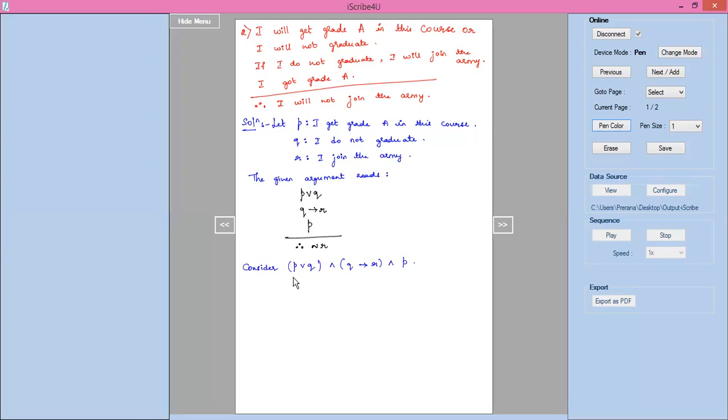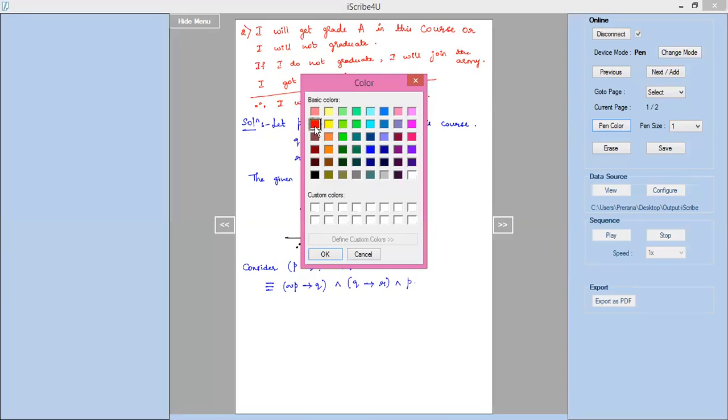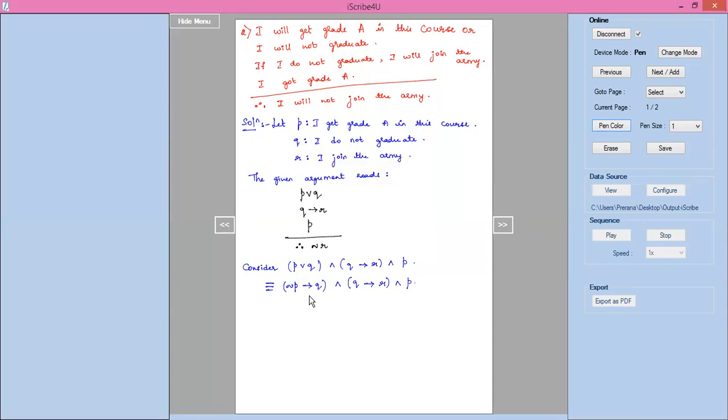Now we will write P or Q in the conditional format. We can write P or Q as negation P conditional Q. This is logically equivalent to negation P conditional Q. The remaining I am writing as it is: Q conditional R and P. What did we actually use here? I will write down the reason. We use the expression for P conditional Q. Recall the property: P conditional Q is always logically equivalent to negation P or Q.